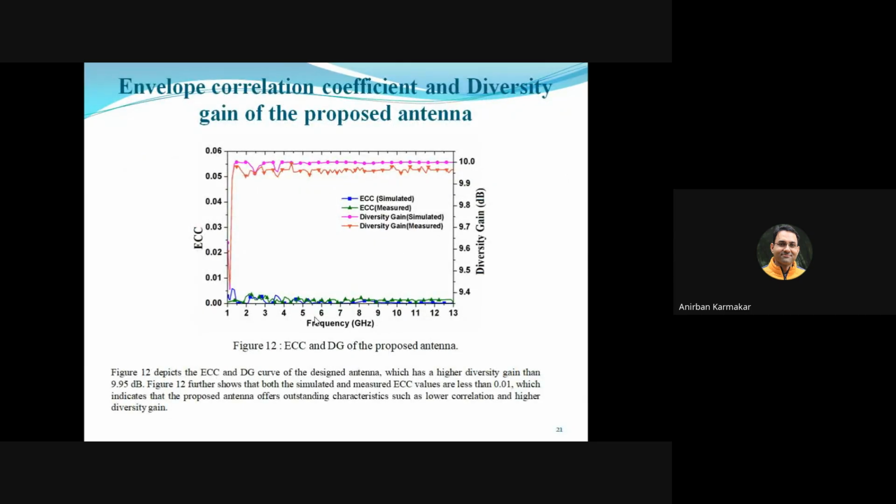So here is the plot of the envelope correlation and diversity gain. We have seen that we have got a higher diversity gain, almost near 9.95 dB, and we can see the ECC value is much lower. The simulated and measured ECC values are less than 0.01, which indicates that the proposed antenna offers outstanding characteristics such as lower correlation and higher diversity gain.